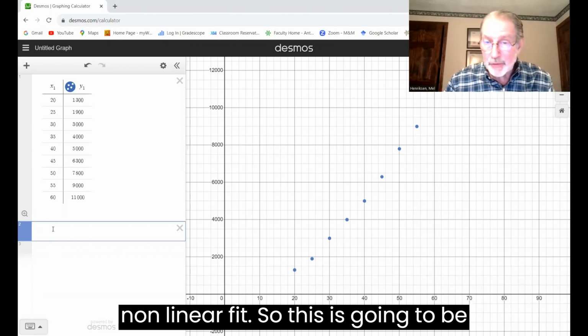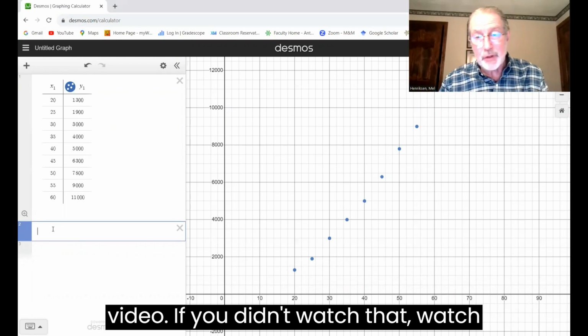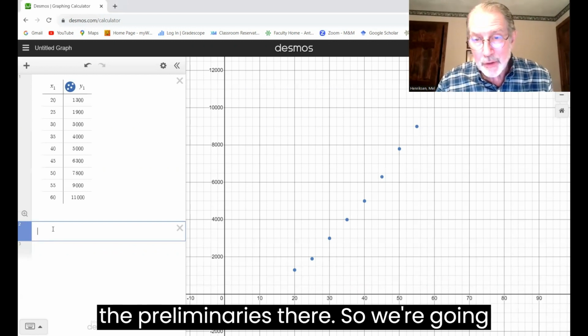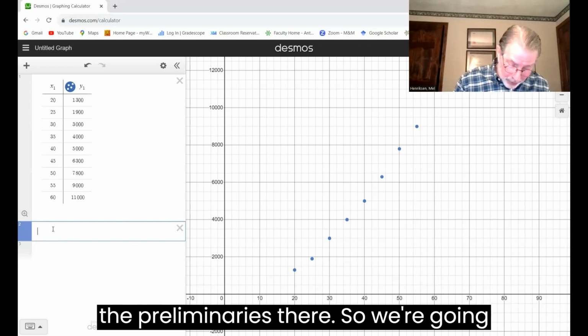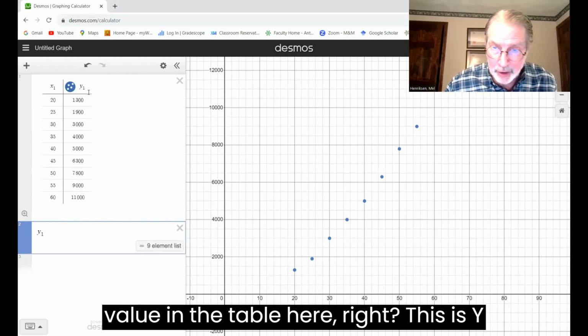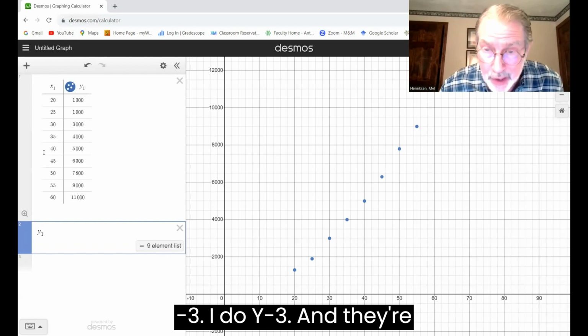So this is going to be very similar to what I did in the last video, if you didn't watch that first, because I explained some of the preliminaries there. So we're going to say y1. Now y1 is the y value in the table here, right? If this is y3, I do y3.